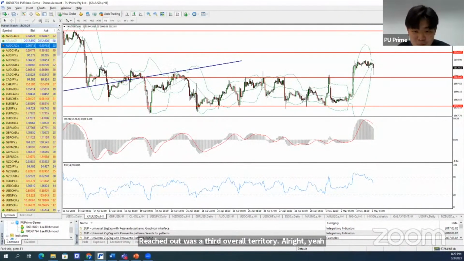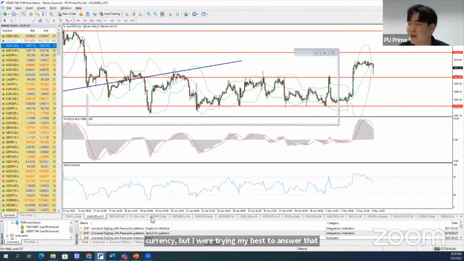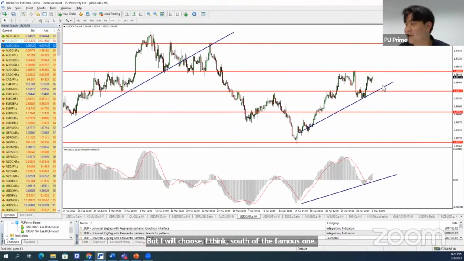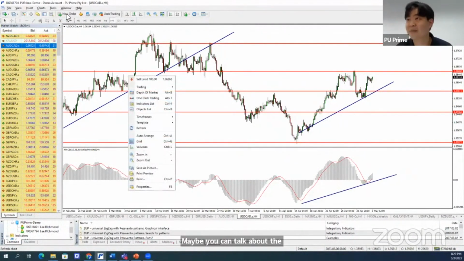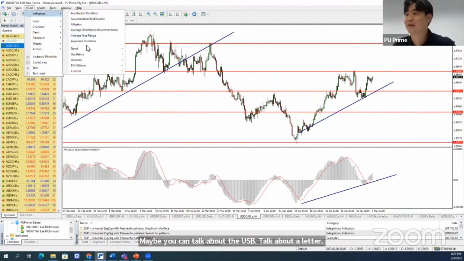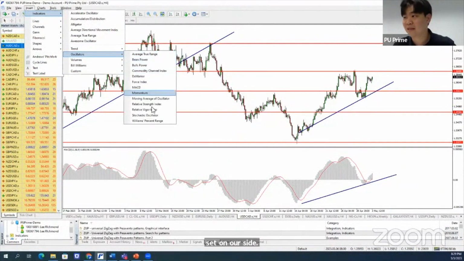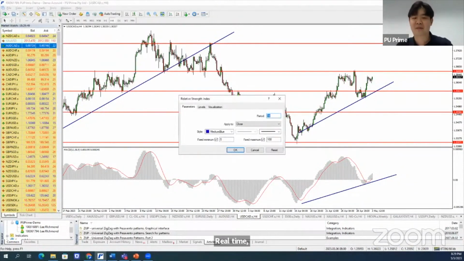I saw a lot of different currencies, but I will try my best to answer. I will choose some of the famous ones. Maybe we can talk about the USD JPY, we'll talk about it later. Maybe we can talk about the USD CAD first. Then same thing, we set an RSI. We will try to explain it with RSI. So hope you guys have a better understanding.